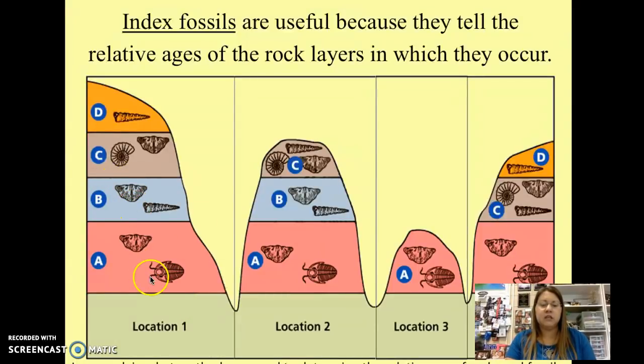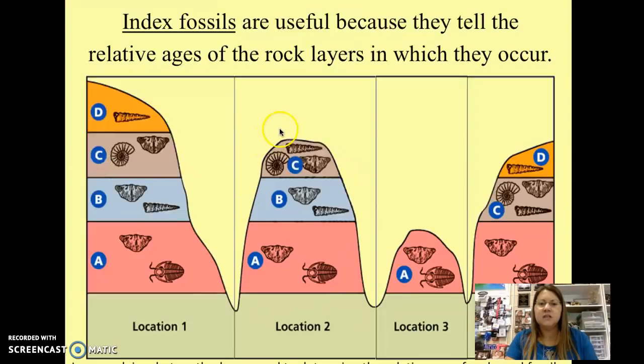Same thing with trilobites down here. Trilobites went extinct, unfortunately. I love trilobites. They lived during the Paleozoic era. So trilobite, trilobite, trilobite, trilobite. So that tells us all four of those rock layers have to be about the same age because they have trilobites in them. And trilobites went extinct after the Paleozoic. You don't see trilobites in any of these other rock layers.